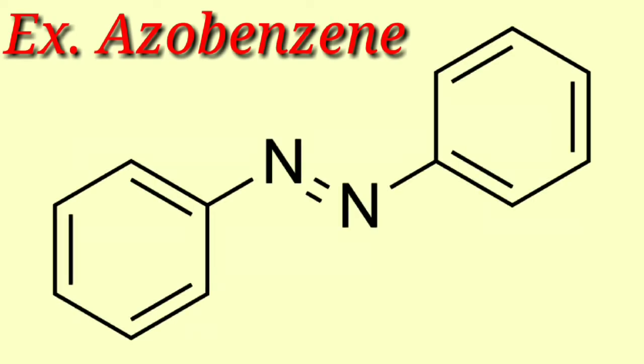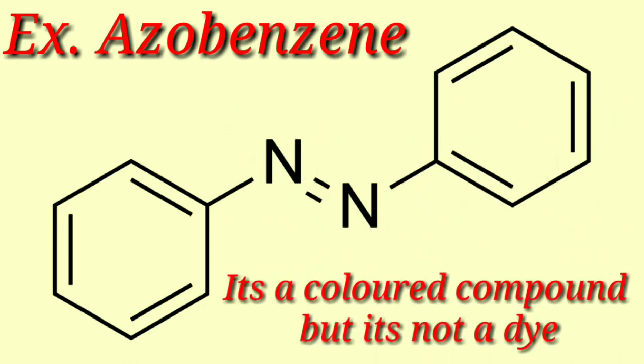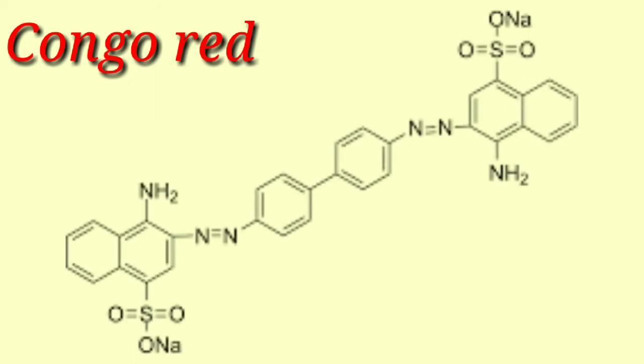So remember students, a dye is a colored substance, but not all colored substances can act as a dye. For example, azobenzene is a colored one. Still, it is not a dye because it does not get attached to the substrate. On the other hand, Congo red can be retained by cotton. Therefore, it is considered as a dye.